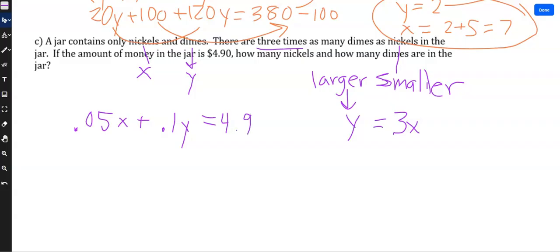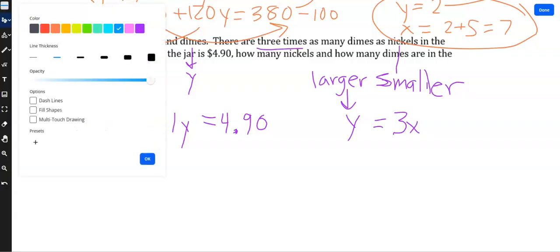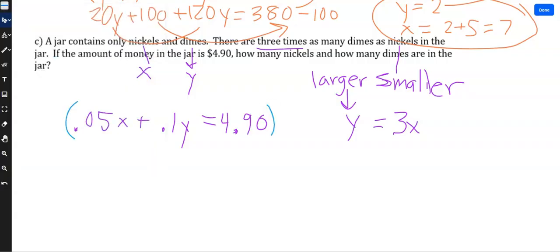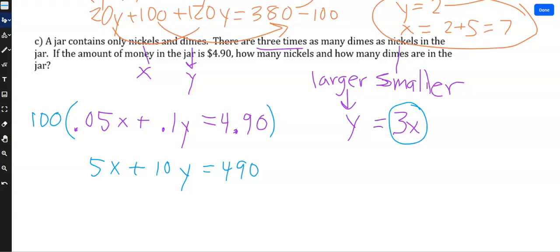Now, there are some of you that do not like dealing with dollars. You are more of a penny person. Now, here's what I mean by that. You would rather deal with whole numbers. So, you like to multiply by 100, which gives me 5x plus 10y equals 490. You just like dealing with whole numbers. You don't want to mess with decimal points. Now, you can mess with decimal points. It's not a problem. But now we can take this 3x and we can drop it in the place of y.